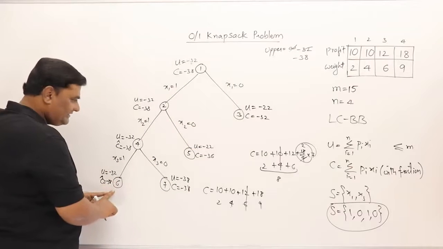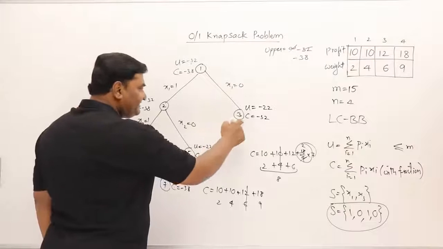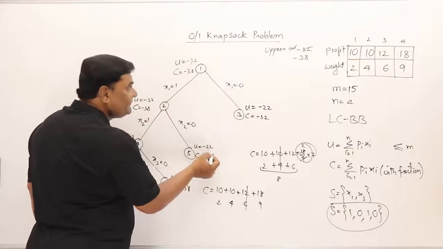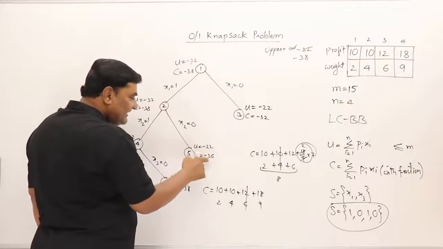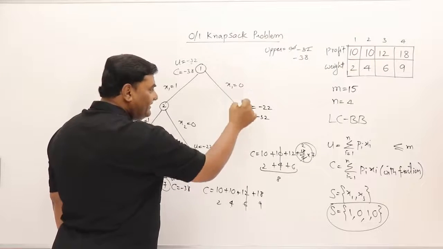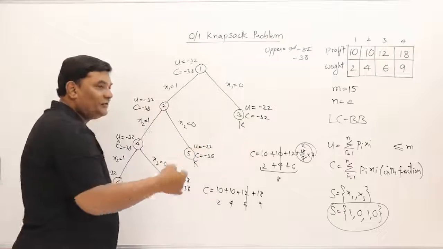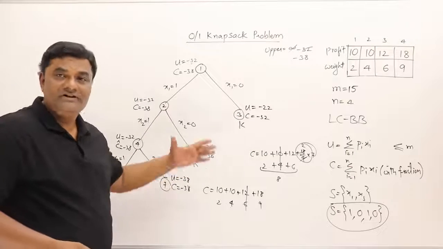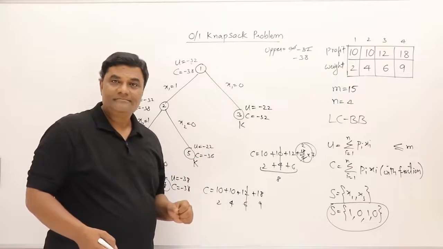Now once we got a smaller upper bound, look at the other nodes. This is alive, this is alive and this is alive. But what is the cost of this one? That is minus 32. It is greater than that one. So kill this node. This is also greater than that one. So kill the node. No need to explore. If you explore also, you will be wasting your time. You will not get the answer.